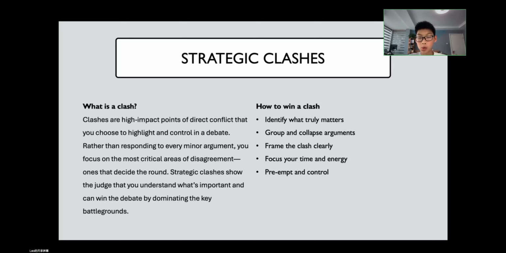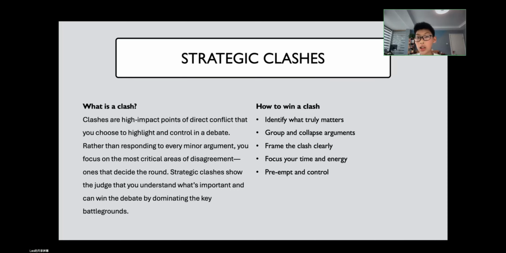So you need to respond to the main argument rather than every minor argument, because if you respond to every minor argument, you might not have enough time or energy to respond clearly and concisely to the main point of disagreement, which the judge and the audience value most. And that decides the outcome of this round.